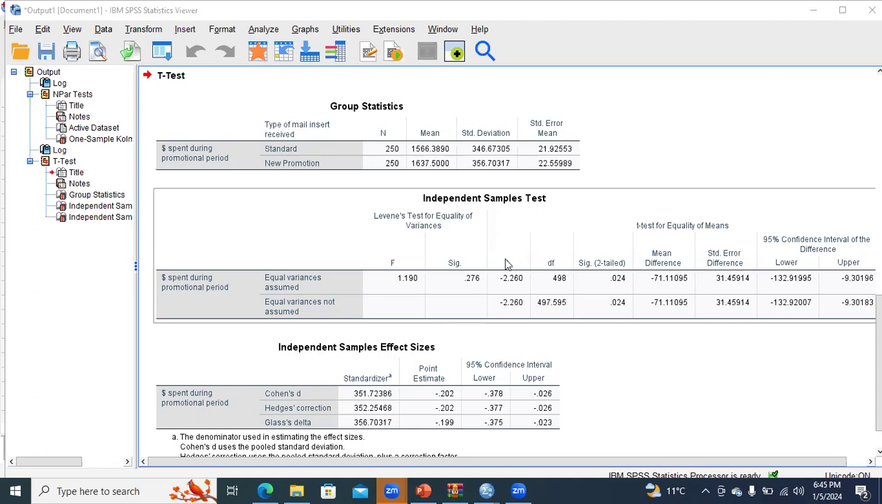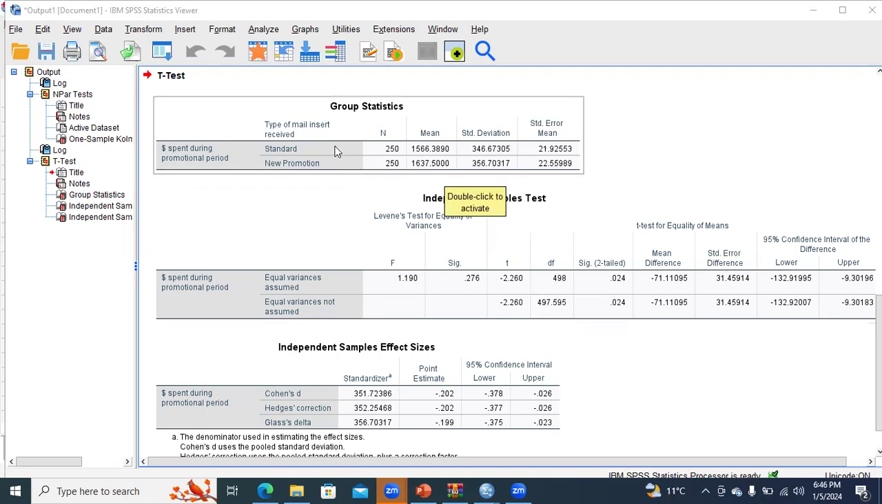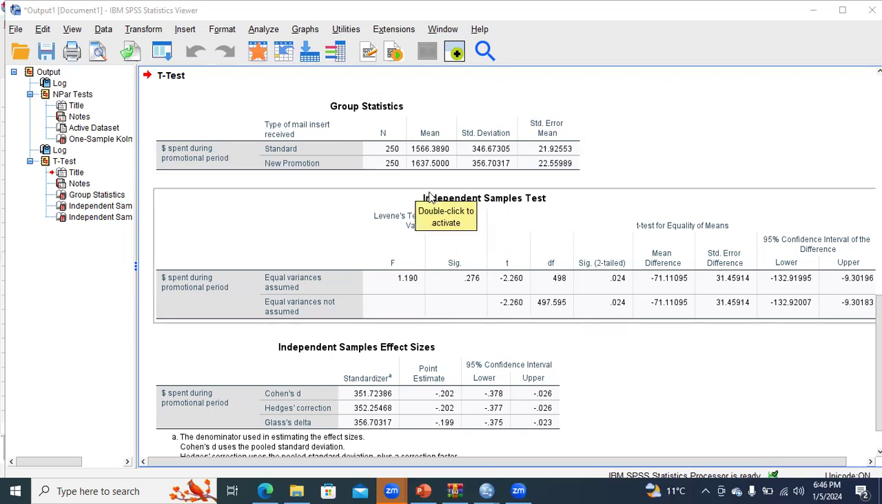Then, when you go to the middle part of this table, you see a t-value, a degree of freedom, and sig 2-tailed value. If the t value is greater than 1.96 and the sig 2-tailed value is less than 0.05, it means there is a significant difference between both groups. The mean value of both groups is significantly different. So the mean difference is also placed over here.